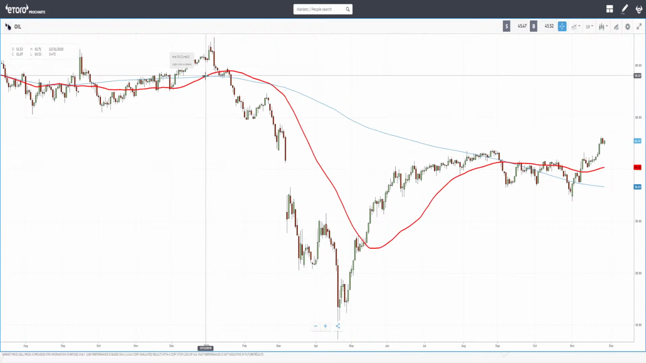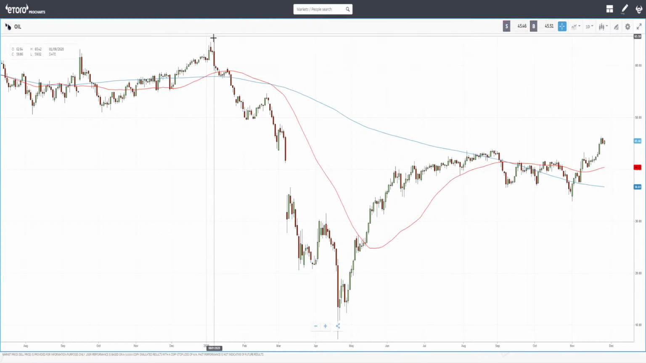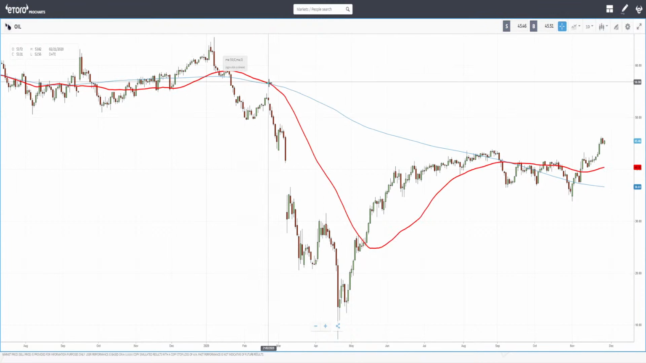For example, here is a crossing, and you can see right here you have this massive spike to the upside. Then prices fall again, and our second crossing is right here. That is basically around the top of this price action.